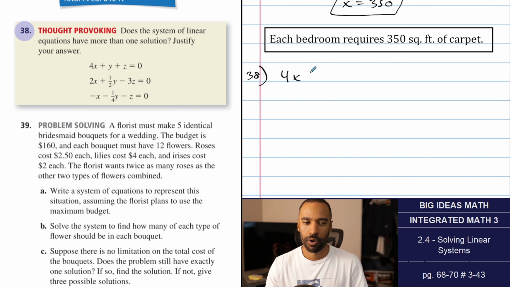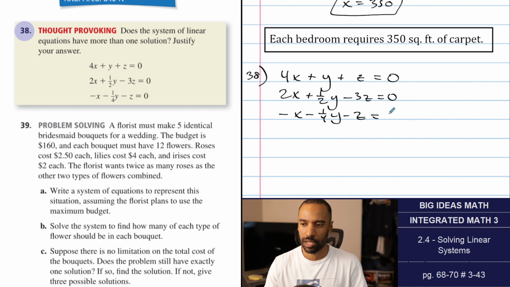Ooh. 4x plus y plus z equals 0. 2x plus 1/2 y minus 3z equals 0. Ooh, a lot of zeros. Negative x minus 1/4 y minus z equals 0.